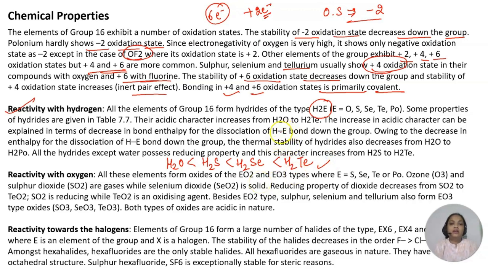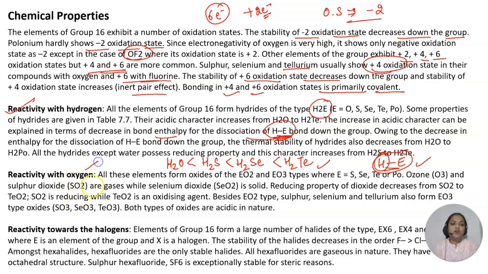The increase is because of the decrease in bond dissociation enthalpy of the hydrogen and element bond, because as the size increases, this bond weakens and the bond dissociation enthalpy decreases. So this hydrogen can be removed easily. That is why the acidic character increases. And if this bond can be broken easily, the thermal stability of the hydrides also decreases from H2O to H2Po. This is what you should know, the thermal stability and the acidic character.